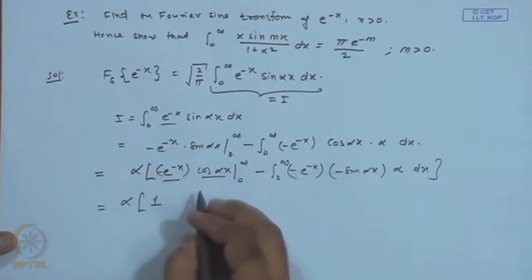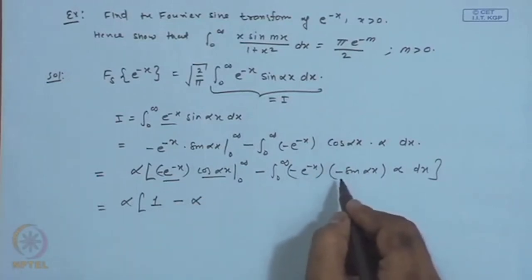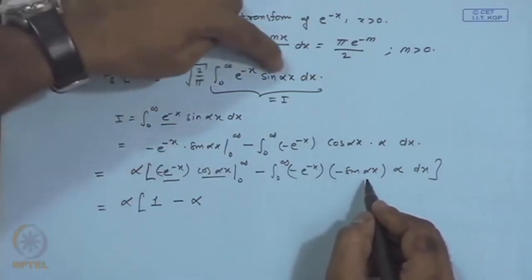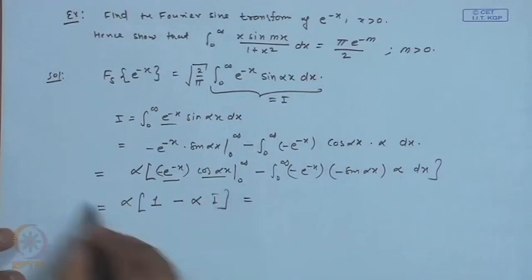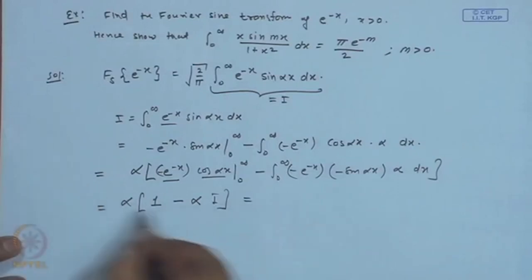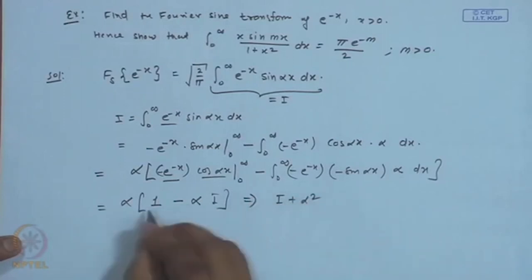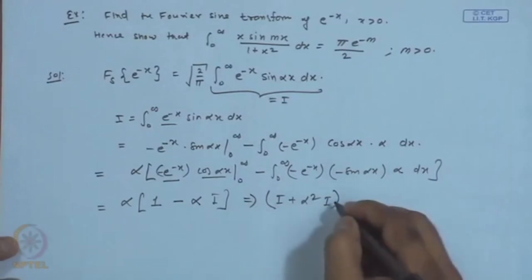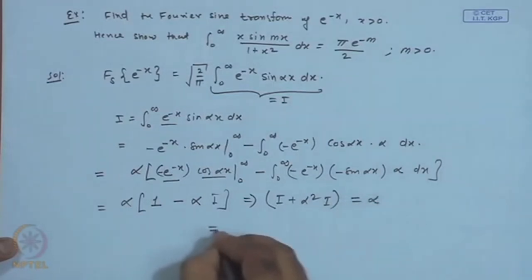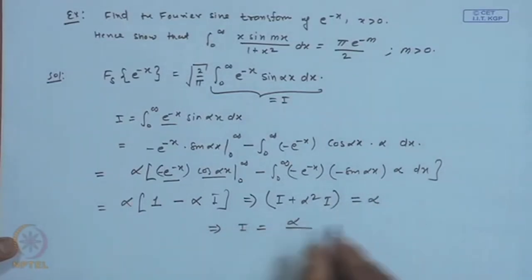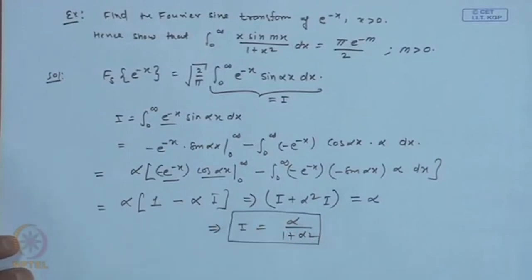So, here we have again this minus and alpha, and e to the power minus x sin alpha x, that is I. So, now this I we can take to the left hand side. So, what we have, this implies I plus alpha square I is equal to alpha. So, this implies that I is alpha over 1 plus alpha square.